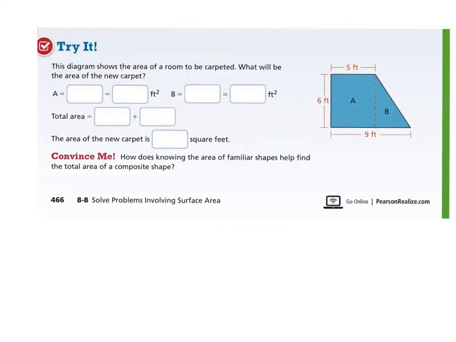On the try it, we have a diagram of an area of a room to be carpeted. Question is, what is the area of the new carpet? Technically, there is a formula for the area of a trapezoid. Again, if it's not given on the reference sheet, that's just one more thing to remember. So might be just as well to split this up, kind of like it's showing with the dotted line there, splitting it up as a rectangle and a triangle.